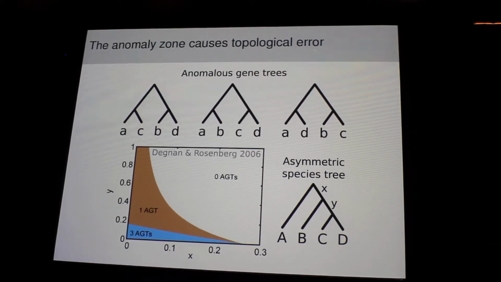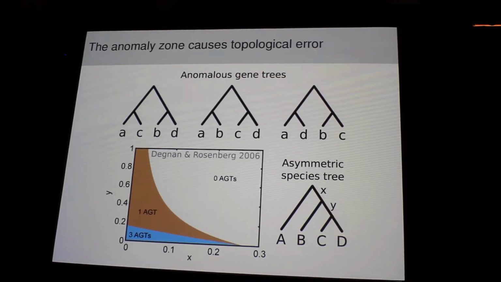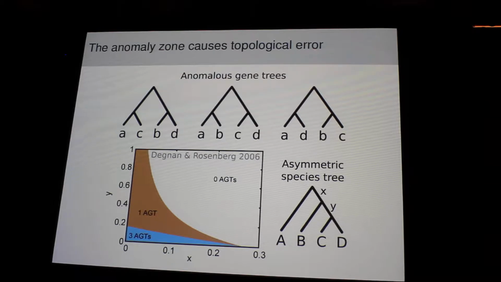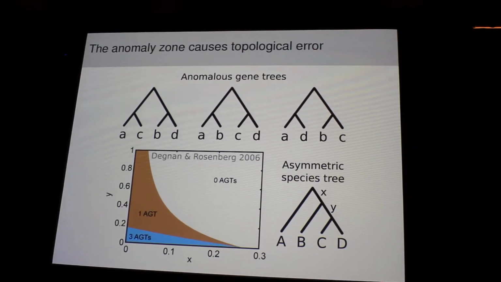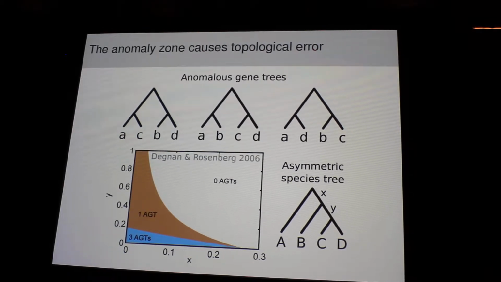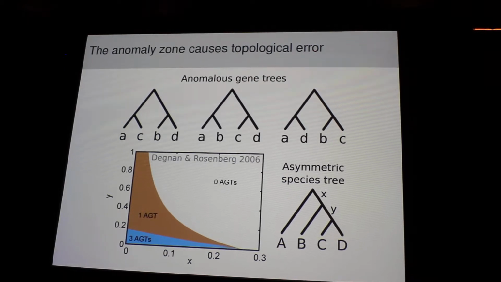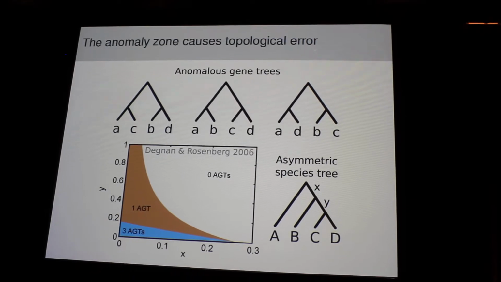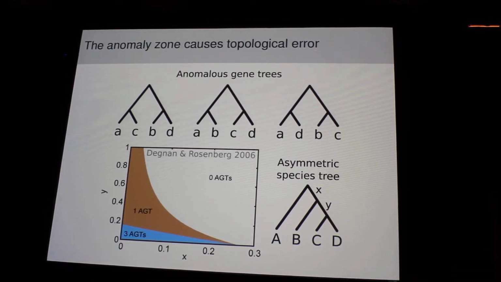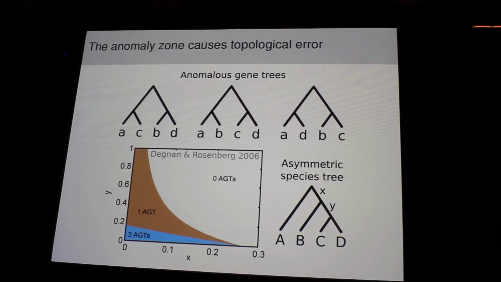Very famously, there's the anomaly zone that causes topological error, where if you have an asymmetric species tree, when the internal branches are short enough in coalescent units, then one of these symmetric gene trees, or all of the symmetric gene trees, will be more common than the asymmetric gene tree that corresponds to the species tree. And this causes maximum likelihood concatenation to be statistically inconsistent.